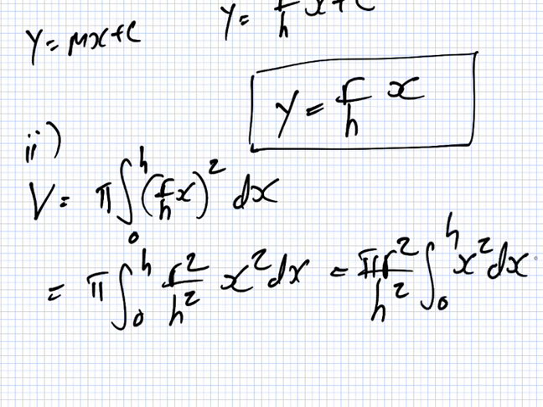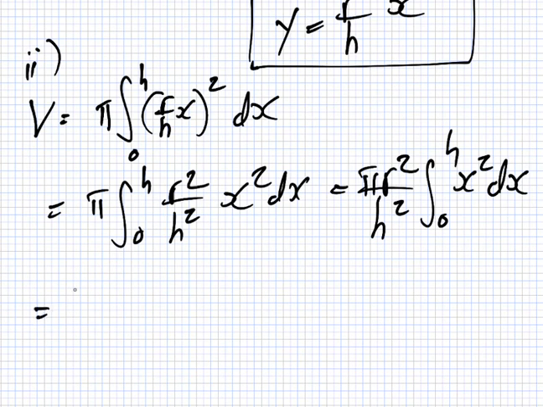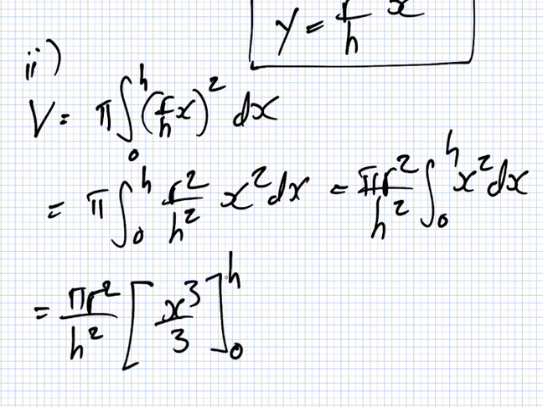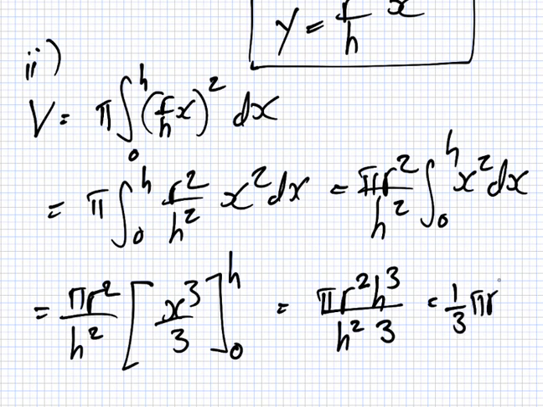Okay. Let's integrate the x squared now. So that would be x cubed over 3. And now I put in the 0 and the h. If I put in the h, I get h cubed over 3, and if I put in the 0, I get 0. So the answer would be pi r squared h cubed over h squared times 3 minus 0, which would be 1/3 pi r squared h, because that will cancel with that, and yeah, that's it.